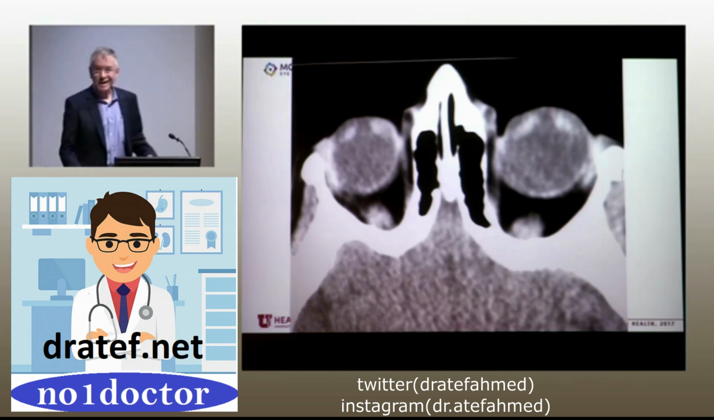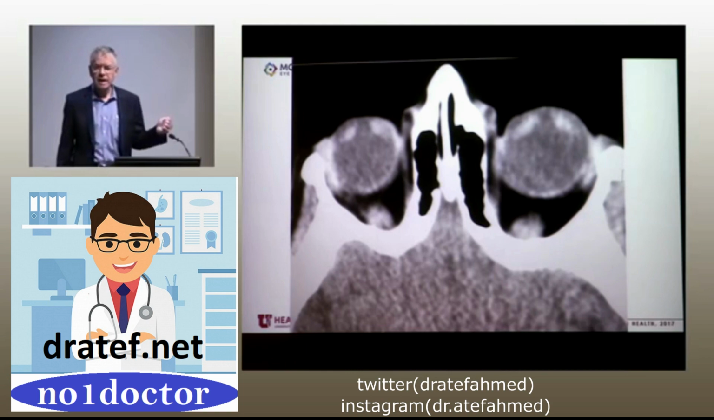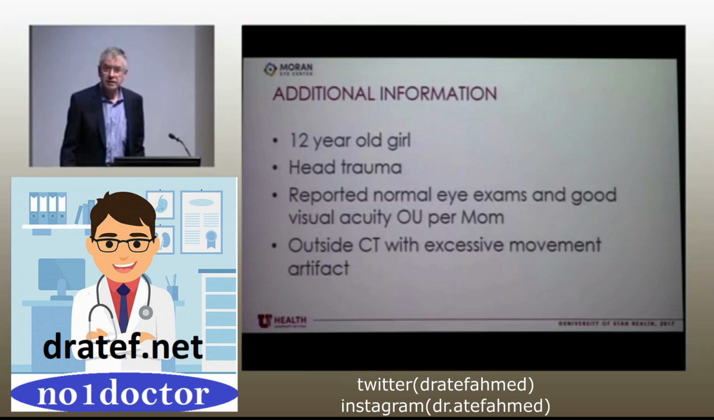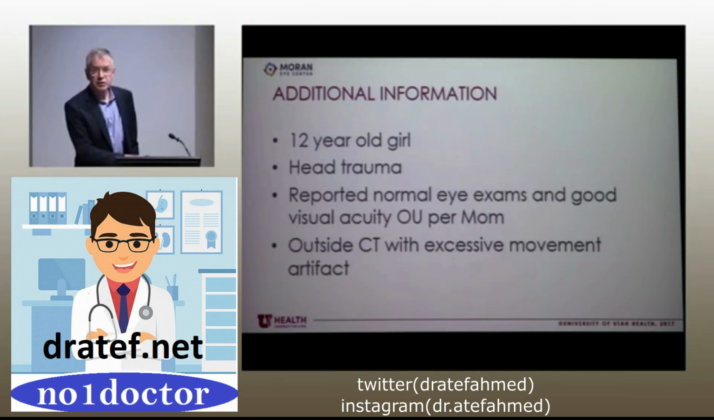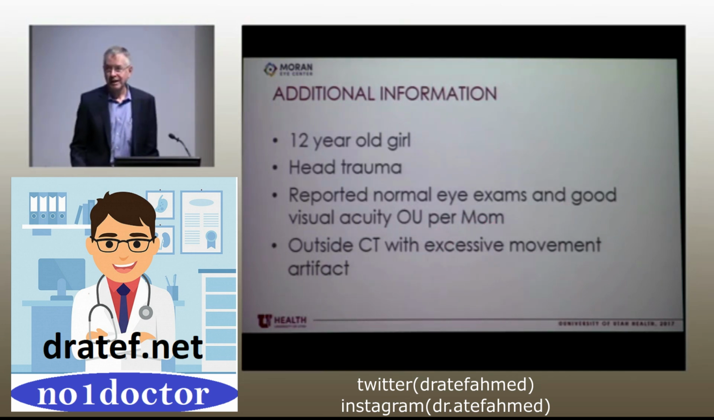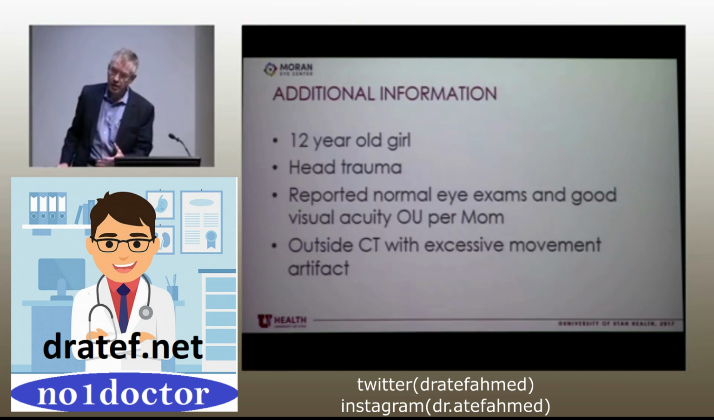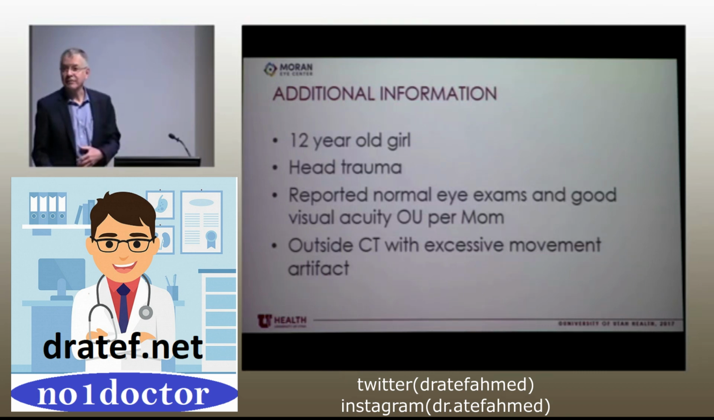And so I'm wondering, is this a child with anterior segment dysgenesis that they've discovered? Say, tell me more about the patient. It turns out that the patient is a healthy 12-year-old girl, head injured, CT from an outside hospital, reported to have perfectly normal eye exams, good visual acuity by mom. And this was an artifact. And I don't know in retrospect whether he sent this to me as a joke or seriously asking a question, but when things don't look right, you want to wonder about the source of the information.